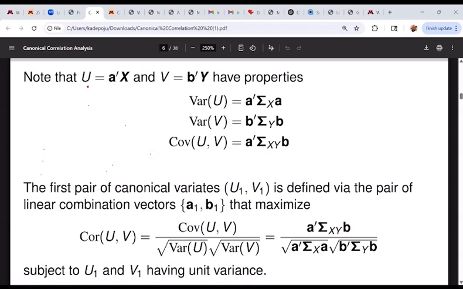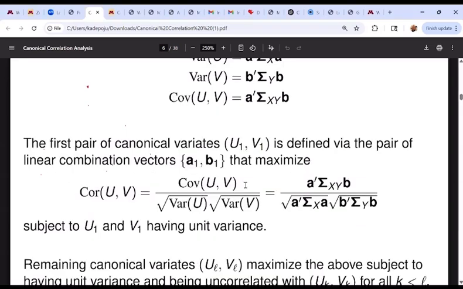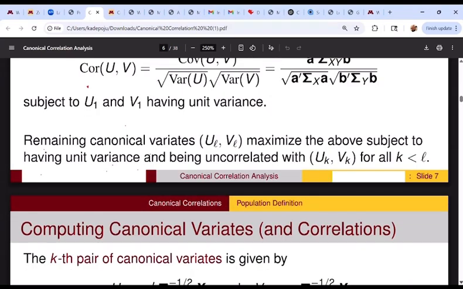And when we're doing that, we have a condition. The condition for the first one is that the variance of U1 and the variance of V1 have to be one unit variance. That's all we mean by unit variance. If I'm seeking the first pair of canonical variates, and of course, the remaining canonical variates maximize the above, subject to having unit variance and being uncorrelated.